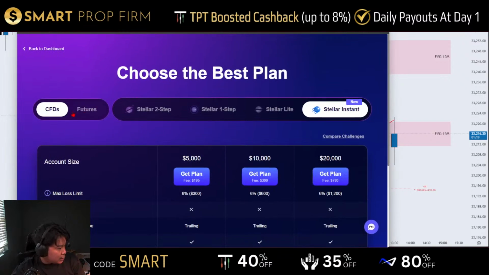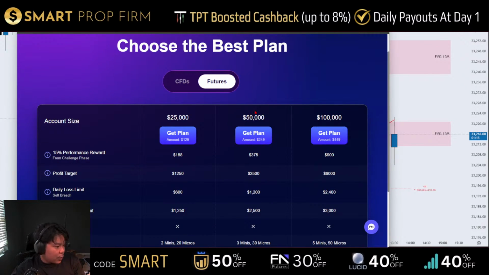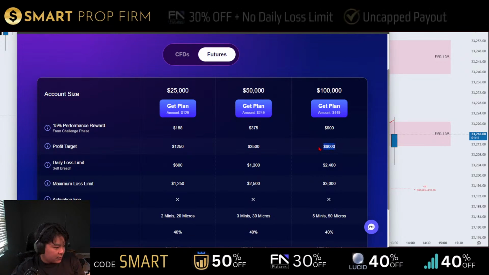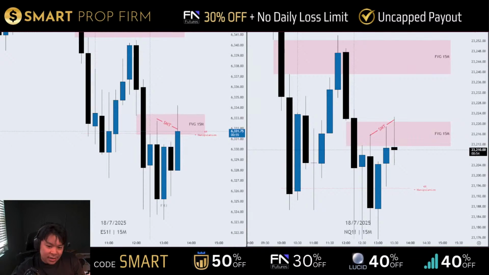Let me see. So this is the price point. It's 250. I would highly recommend the 50K. Don't go for the 100K. The 100K is stupid. 6K profit target. You get 3K drawdown, right? Just look at that. 6K profit target, 3K drawdown. Look at the 50K. 2,500 profit target, 2,500 drawdown. You literally get $500 more drawdown, but you have more than double your profit. I don't know who would even buy the 100K.